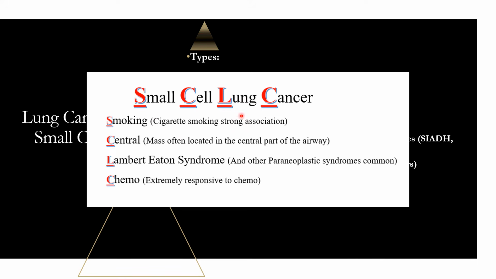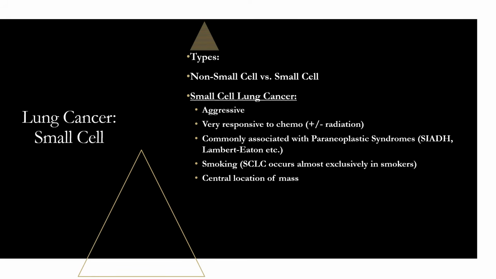So small cell lung cancer, SCLC. S stands for smoking. Remember, cigarette smoking, strong association here. C stands for central, mass often located in the central part of the airway. L stands for Lambert-Eaton syndrome. That helps you remember the paraneoplastic syndromes that are common in this type of cancer. And then finally C, because chemo is your number 1 treatment option here. It's extremely responsive to chemo. So that's small cell. Not too bad, just a few things that you need to know.